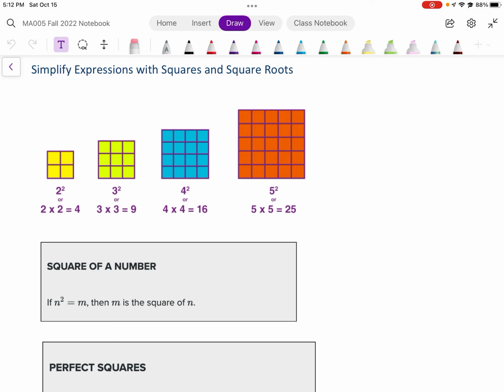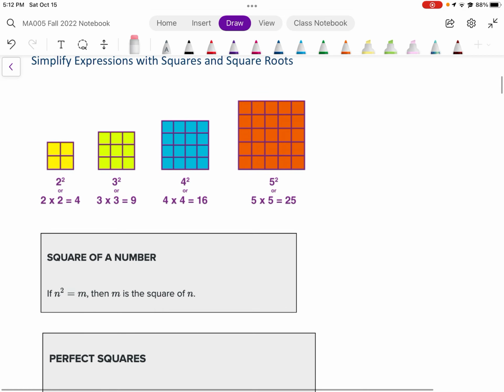If you look at 2 squared, which is this one, that means we have 2 and 2 on the 2 sides of the square, and that's where the word squared comes from. And so if we have 2 by 2, we have 1, 2, 3, 4 square ones, right? So there's 4. So 2 times 2 is 4. 3 times 3, 3 squared, is 9, and so on.